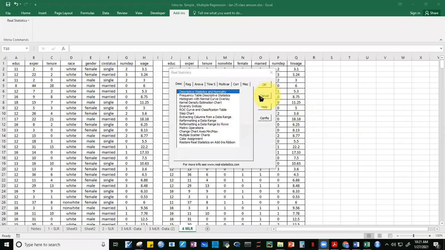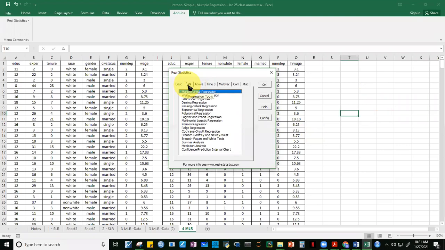Okay, so you have here several functionalities, ang dami, no, compared dun sa data analysis ni Excel. So this is descriptive statistics, this is regression. So marami siya, no? ANOVA, time series, and then multivariate, correlation, etc. So let's choose regression. Okay. Multiple regression tayo. By the way, guys, sa simple regression, pwede rin natin ginamit to, no?